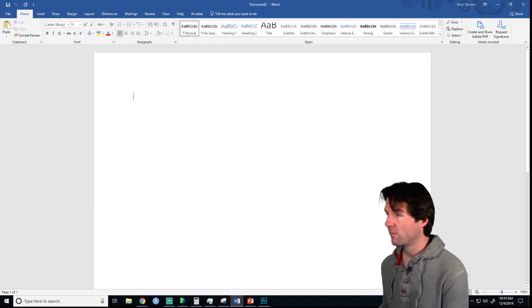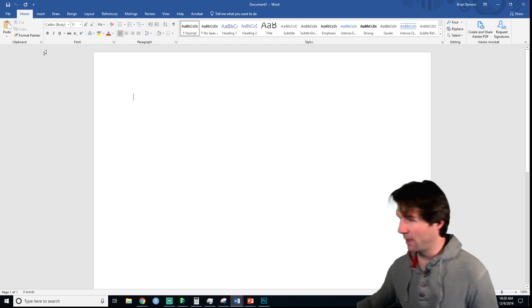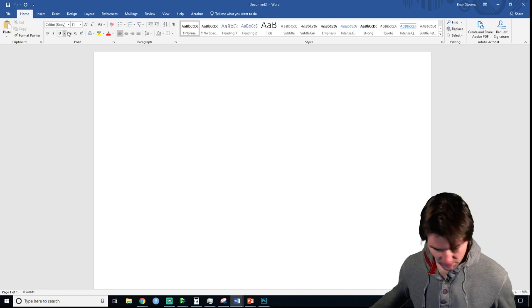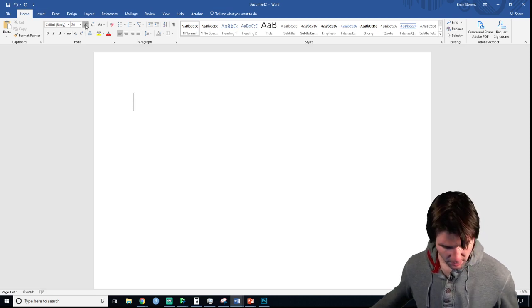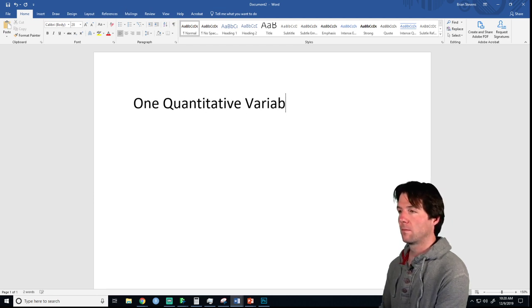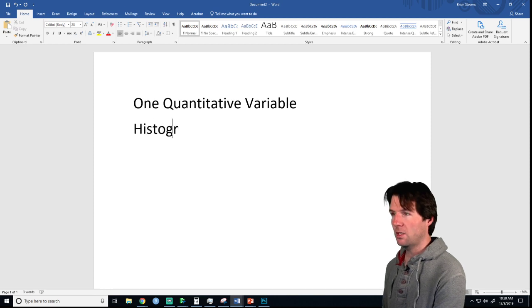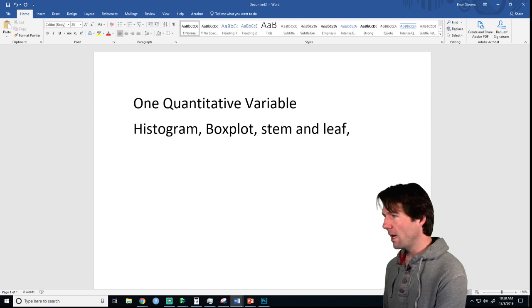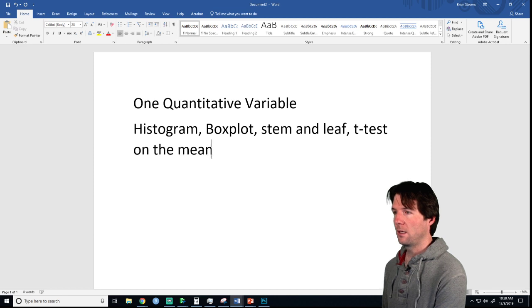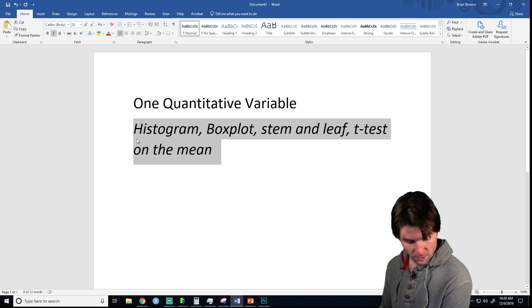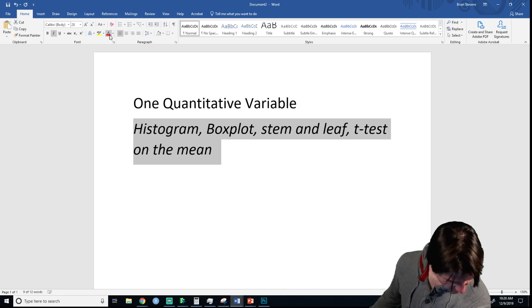You know what I'm going to do? Since I'm writing so much, I'm actually going to insert it. Let's just do it normally. So one quantitative variable: you got histogram, box plot, stem and leaf, and t-test on the mean. So let's put that right there. Let's change colors on that.